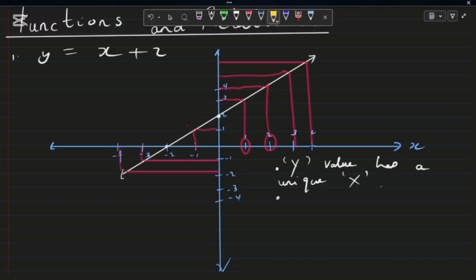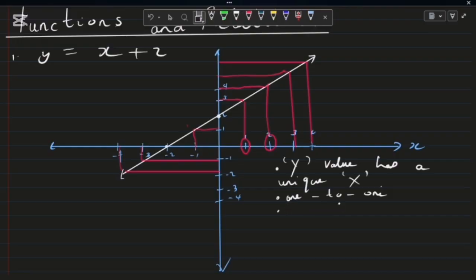So we call this situation a one-to-one relationship. The relationship between the x values and the y values of this straight line graph is a one-to-one relationship, and this is a function. So if it's a function, let me write it: one to one. Okay, let me move this one.